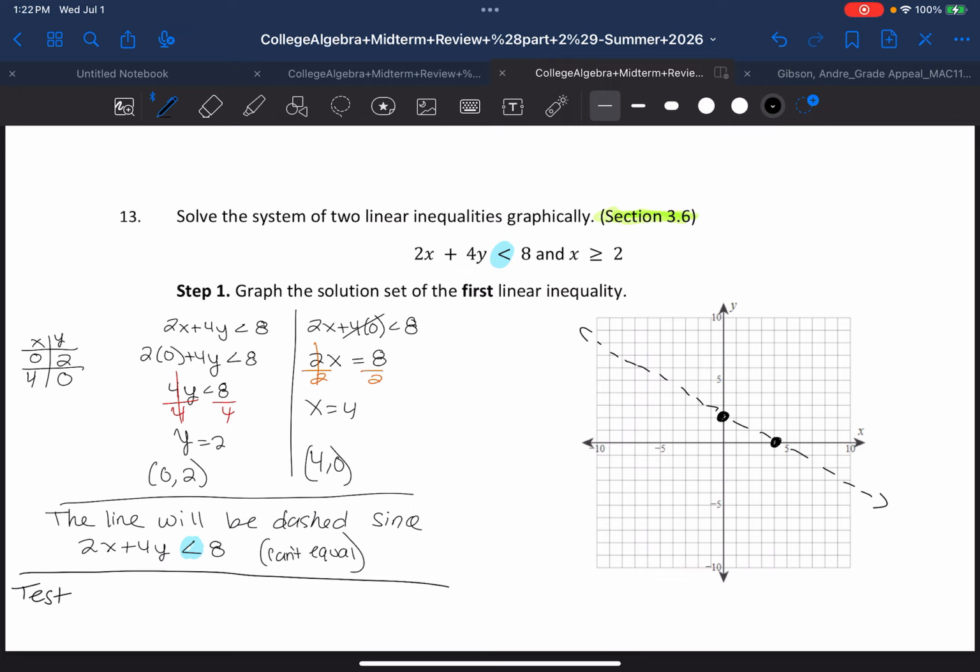So again, I'm going to test the point 0, 0. You do have to pick a point that's not on the line. So if your line goes through the origin, you can't pick 0, 0. But otherwise, I would just always pick 0, 0. So that point is right here. If I plug in 0, 0 to this inequality and it's true, I'll shade that half. If it's false, I'll shade this half.